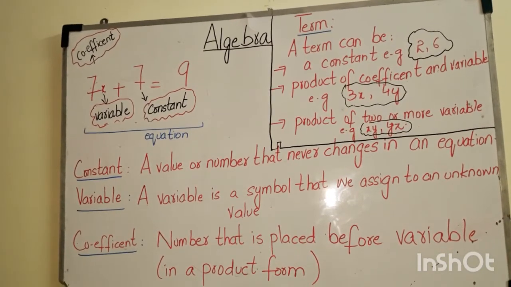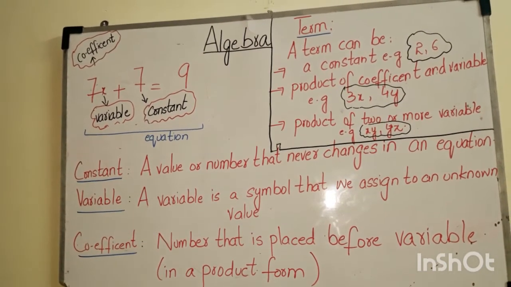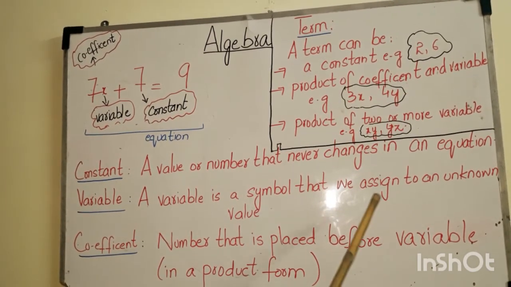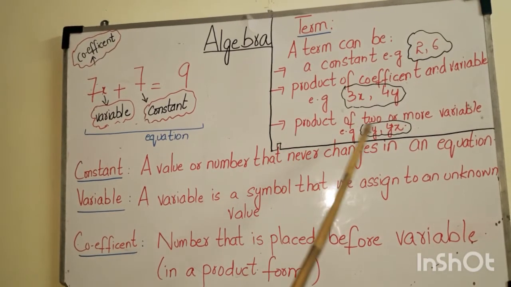A term can either be a constant. You can call a constant a term. You can call a product of a variable and a coefficient a term. And what is the third condition? Product of two or more variables.